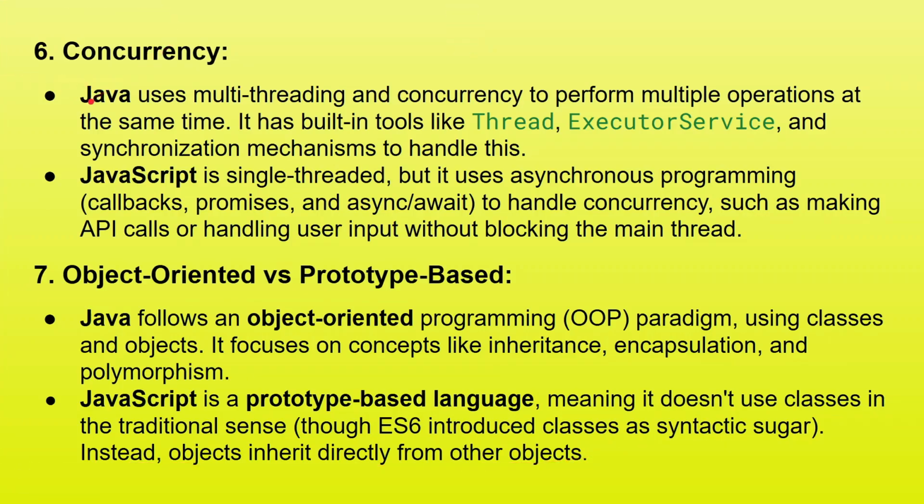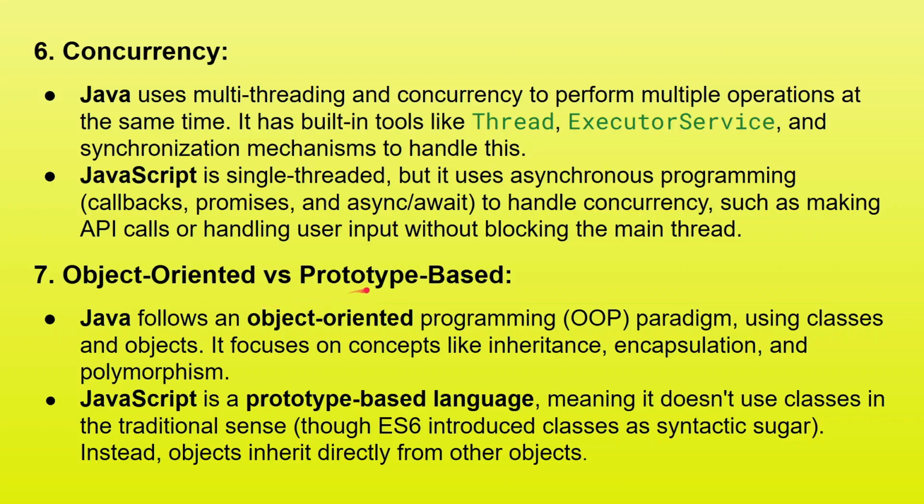Concurrency. Java uses multi-threading and concurrency to perform multiple operations at the same time. It has built-in tools like Thread, ExecutorService, and synchronization mechanisms to handle this. Whereas JavaScript is single threaded, but it uses asynchronous programming, callbacks, promises, and async await to handle concurrency, such as making API calls and handling user input without blocking the main thread.